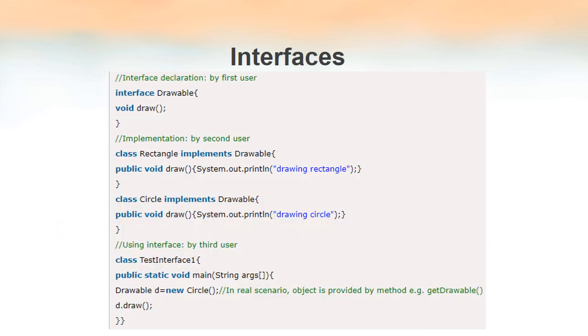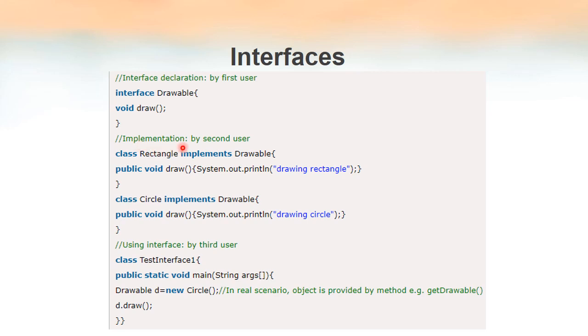Okay. In this example, we have declared an interface named Drawable, and it is done by the first user. Since it is an interface, see the interface keyword, the interface name, then a pair of curly brackets, and inside it we have declared one method without any body. That means it's an abstract method. We have not used the keyword abstract here, but it will be automatically added by the compiler.